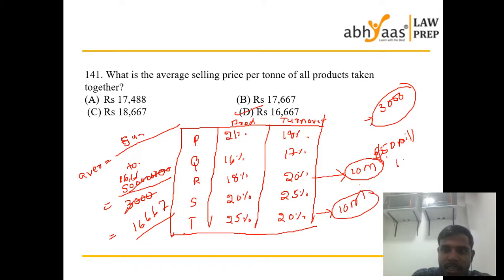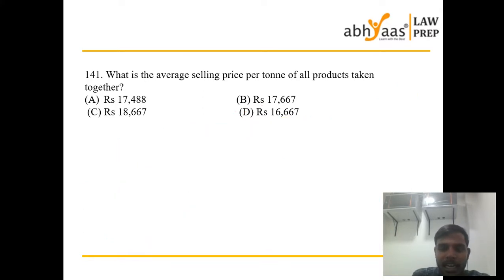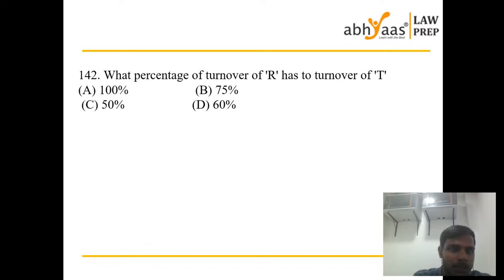Simply the answer is 10 divided by 10 into 100. So the answer is 100 percentage. Without calculating the 10 million and 10 million, directly if you see, this 20 percentage of your total turnover is what percentage of the 20 percentage of the total turnover? Simply it is 100 percentage. So the option for question number 142 will be 100.